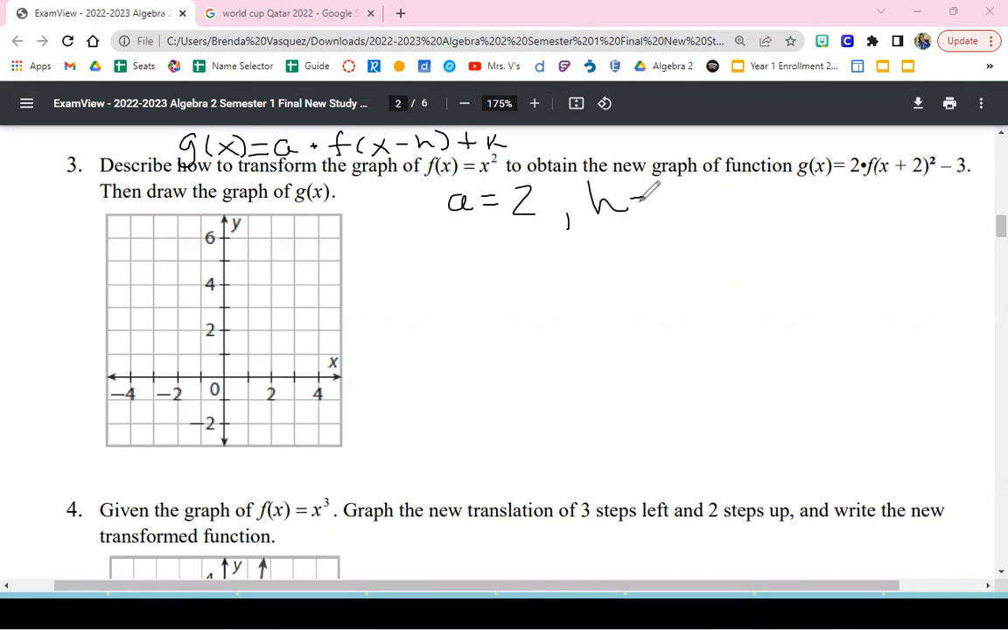It would be -2. It is 2 inside of the equation, but remember, whenever we take it out, it's going to be the opposite value of it. All right, the last one. What is K, guys? K is -3.